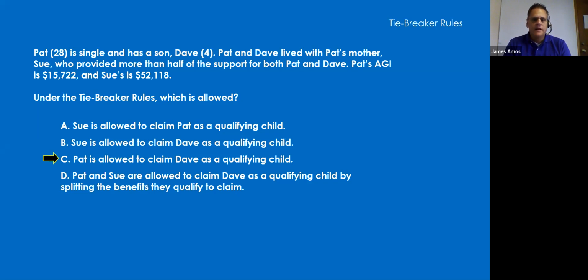If Pat agreed to let his mom claim Dave, could he have done that? Could they have agreed who would claim Dave? Yes, you bet they could have, but they didn't. That's why these rules are in place.